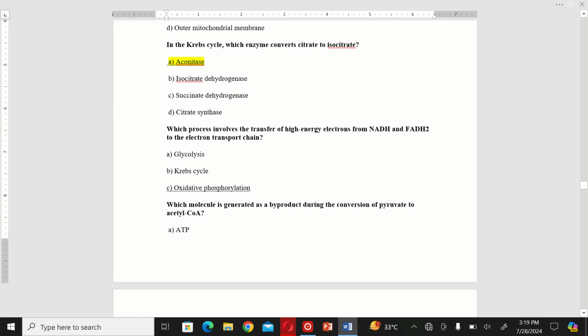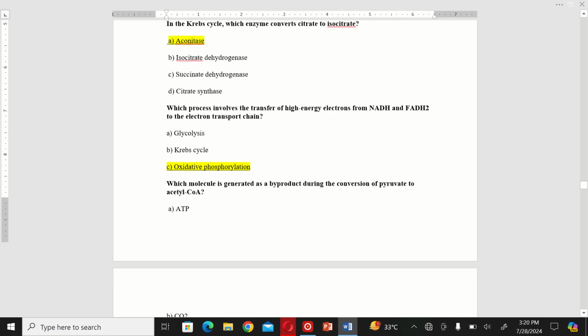The next MCQ: which process involves the transfer of high energy electrons from NADH and FADH2 to the electron transport chain? A. Glycolysis, B. Krebs cycle, C. Oxidative phosphorylation. The correct option is C.